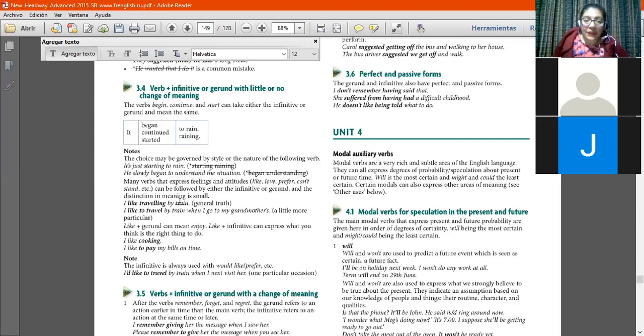It says many verbs that express feelings and attitude. Many verbs like, love, prefer, can't stand, etc. can be followed by either the infinitive or gerund. Entonces es más amplio cuando hablamos de sentimientos. And the distinction in meaning is small. Es mínimo, digamos, esa diferencia.